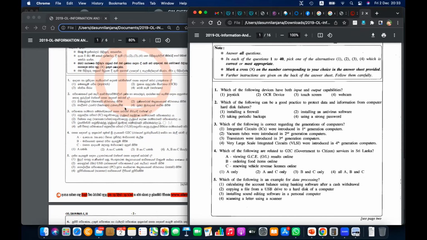So they have given the words, no? Right? The English is easy. So what are the things that you can do to protect data from hard disk failure? When a hard disk failure happens, your data will be vanished. You cannot take your data back, because hard disk failure means it's a physical damage to the hard disk.